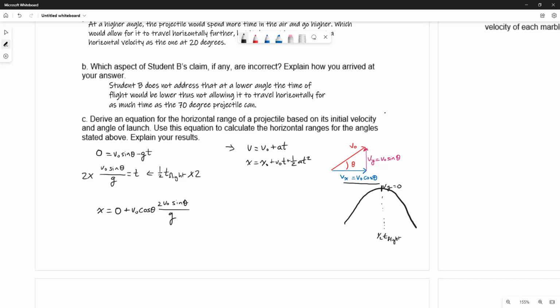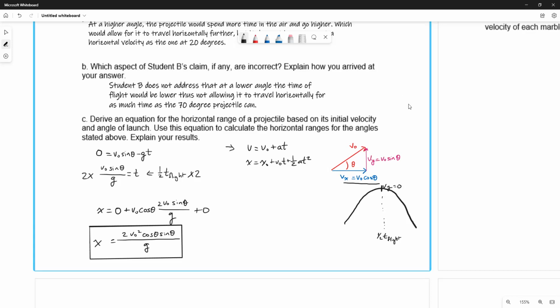And then there's no acceleration in the x direction. So those are the only terms that I have to worry about. So I have to simplify this. Becomes 2 v0 squared cosine theta sine theta over g. That's my range equation. And I know this one is not pretty, but at least it shows you some consideration about this kind of thing. Okay.